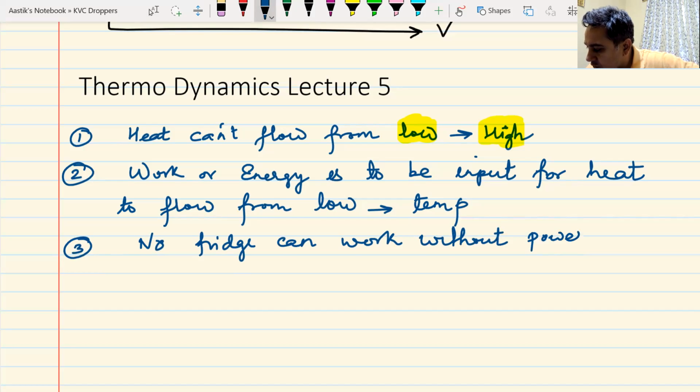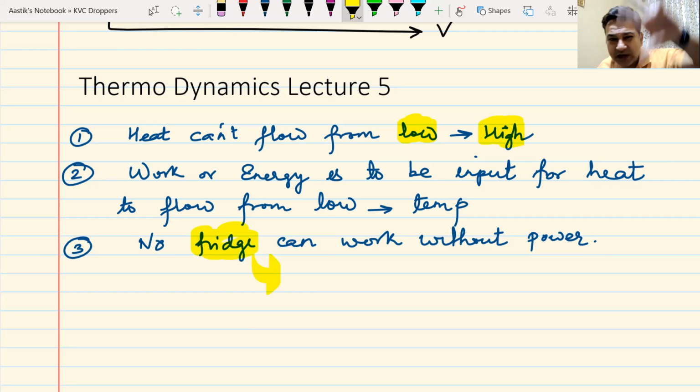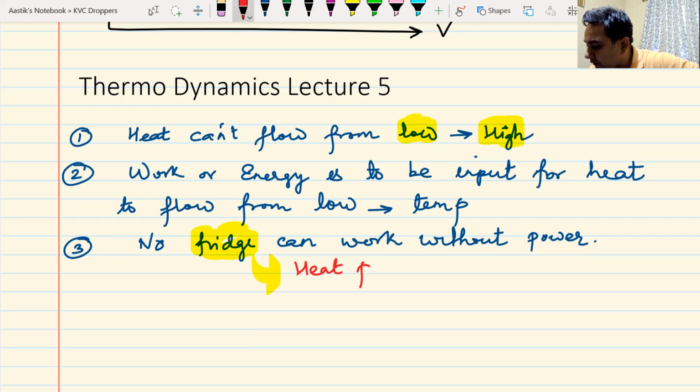When the current goes off in your house, the fridge stops functioning, because the function of the refrigerator, which some people call a heat pump, is pumping heat out. The other name for this fridge is refrigerator or heat pump. AC is also doing the same thing, pumping heat out. No fridge, refrigerator, AC or heat pump can work without electricity. When the electricity goes, it stops.